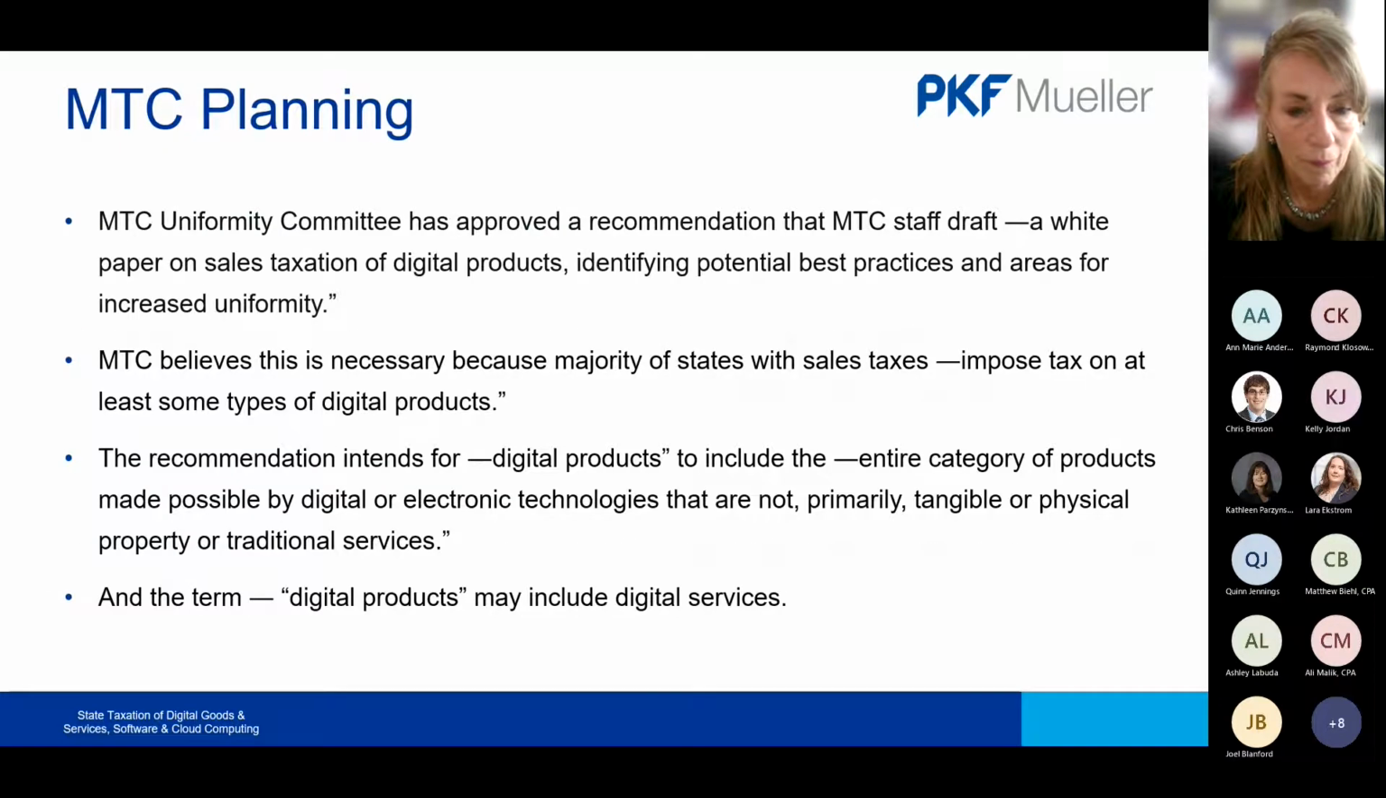Now the MTC, which is the Multistate Tax Commission Planning Committee, is really pushing forward in this area because it is expanding across a lot of different states.